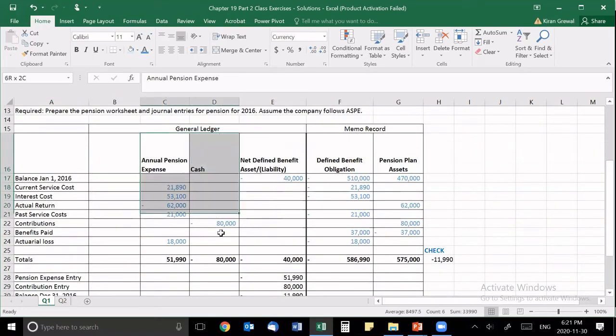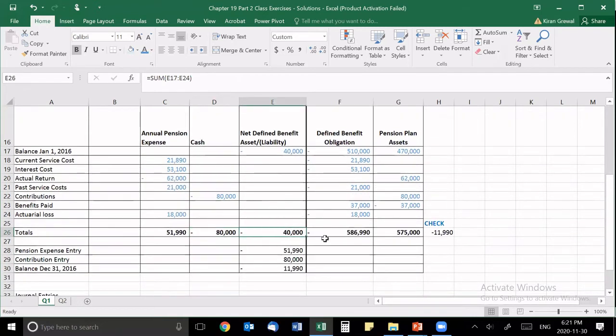So the only journal entries you're doing are on the first two columns. Right, so you're debiting your pension expense, crediting this net defined benefit. You are debiting the net defined benefit, crediting your cash. So what we can do now, since we know what the journal entries are, is we can update this 40,000 net defined benefit and figure out what the amount is actually now.